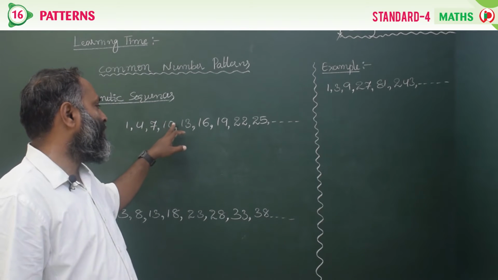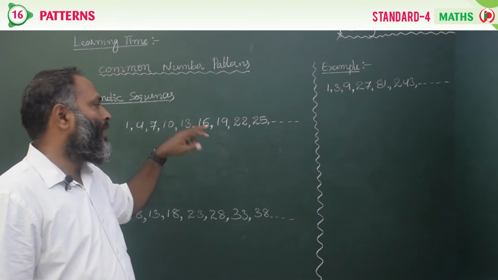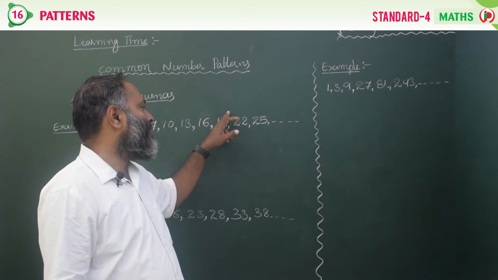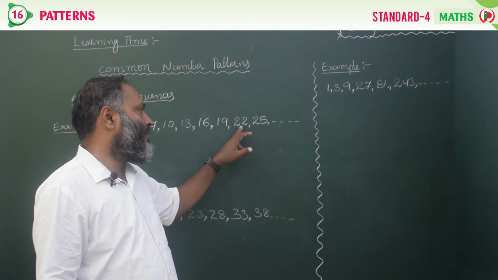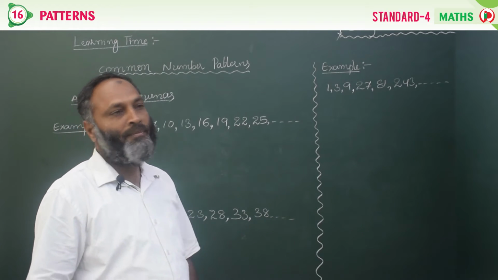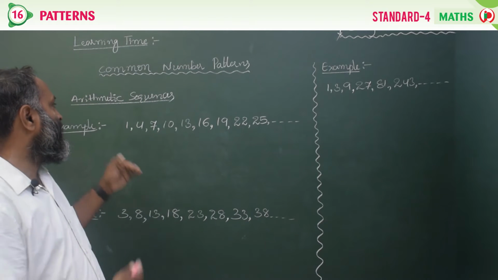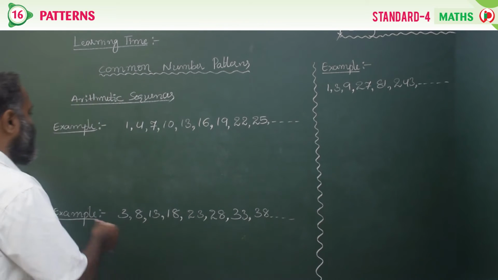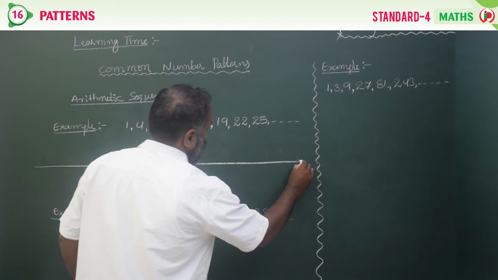If we add 3 to 10, we get 13. Add 3 to 13, we get 16. Add 3 to 16, we get 19. Add 3 to 19, we get 22. Add 3 to 22, we get 25. Here the same number is added each time to get the next term, so this type of series comes under arithmetic sequences. See here in the number system: if you draw a number system like this, this is our number system.